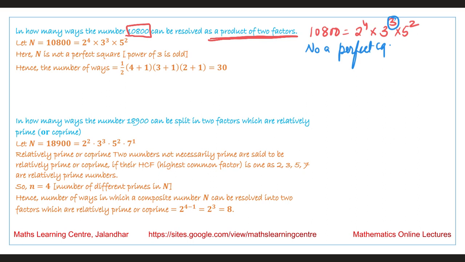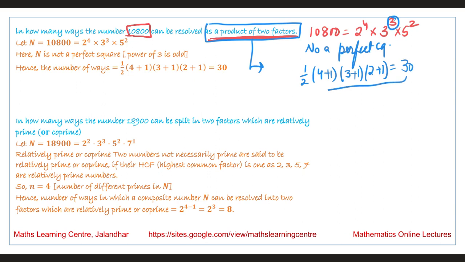So the number of ways in which it can be resolved as a product of two factors will be given by 1 by 2 into (4 plus 1) into (3 plus 1) into (2 plus 1), that is equal to 30.